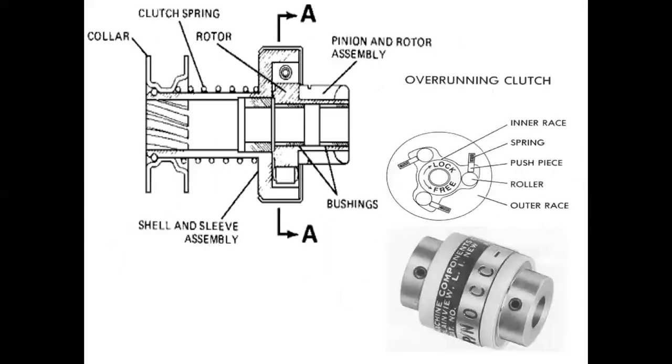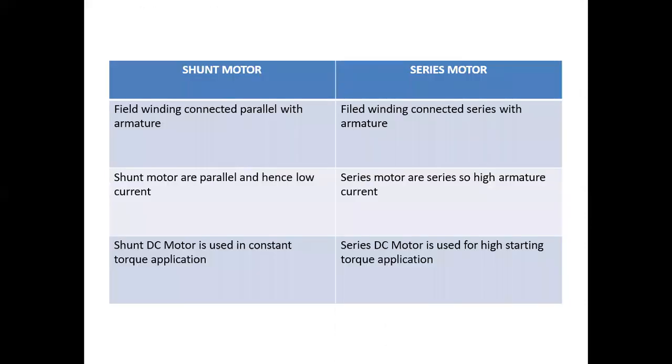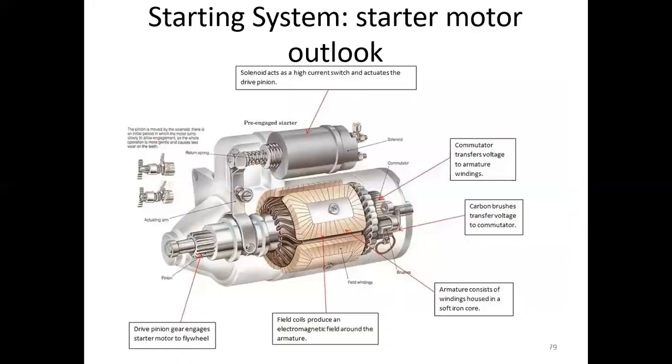Then the overrunning clutch model. They are connected with the slip rings. Then the shunt starter motor and series starter motor difference. In a shunt motor, the field windings are connected in parallel with the armature. In a series motor, the field windings are connected in series with the armature. In a shunt motor they are parallel and hence low current. In a series motor they are in series, so high armature current. Shunt DC motor is used in constant torque applications. Series DC motor is used for high starting torque applications.